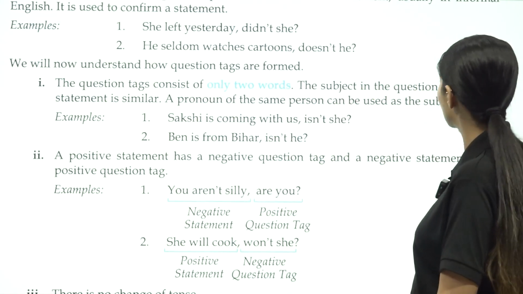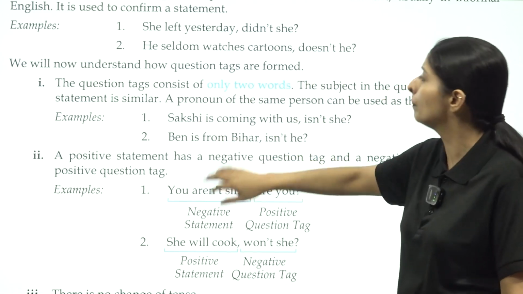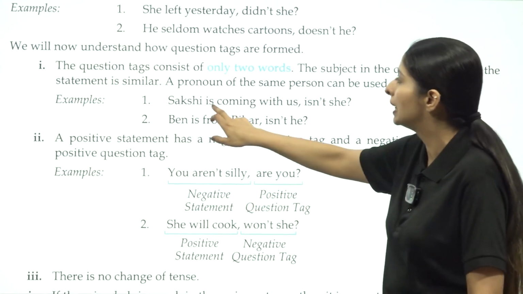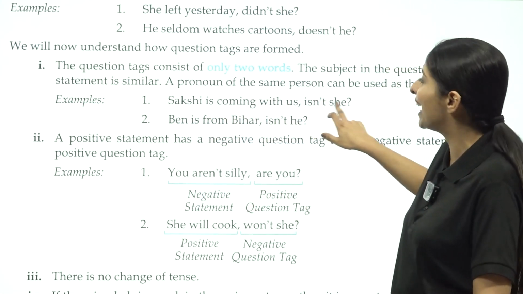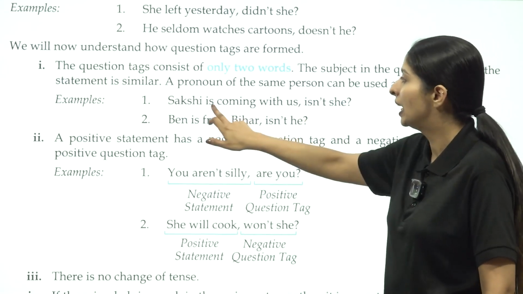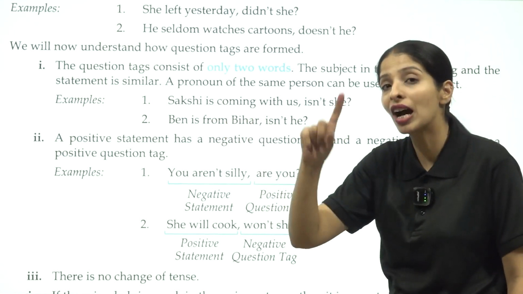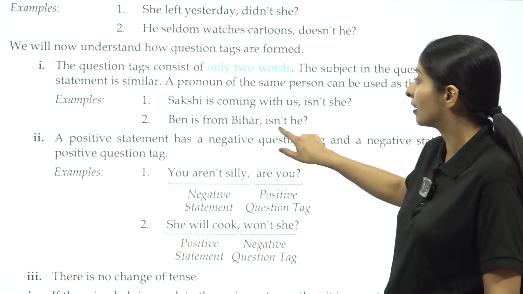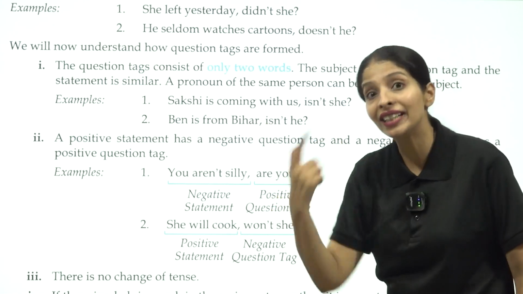The subject in the question tag and the statement is similar. A pronoun of the same person can be used as the subject. Like here, if you see, Sakshi is coming with us, isn't she? Because Sakshi is female, so she. Ben is from Bihar, isn't he?